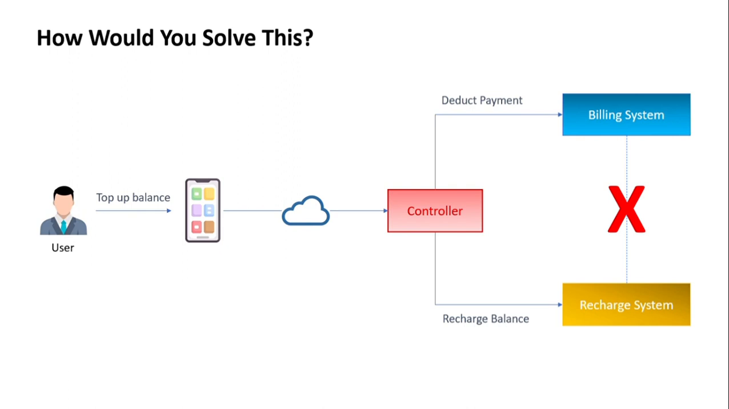which means now you as a company are at a loss because the user balance is topped up, but you haven't received the payment accordingly. And as you can understand, both the billing system and the recharge system have their own philosophy of reconciliation.